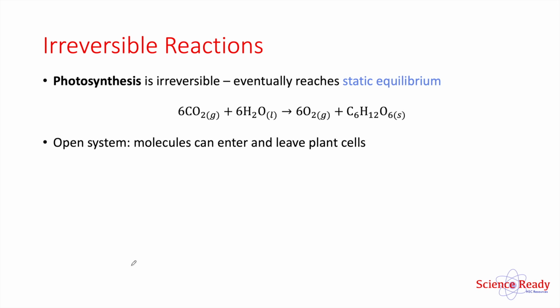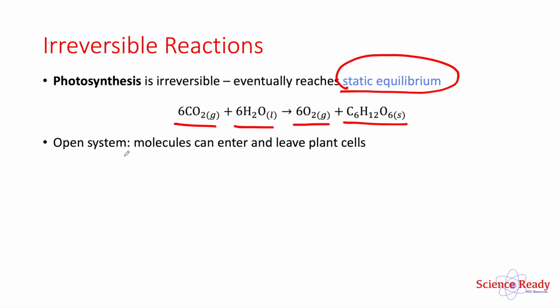A second example of an irreversible reaction that you need to know is photosynthesis. Again, photosynthesis, because it's irreversible, will eventually reach what's known as a static equilibrium. If you remember from your earlier years of high school science, photosynthesis is a process used by plants to convert carbon dioxide and water into oxygen and glucose. And they use glucose as a way to derive energy and survive.